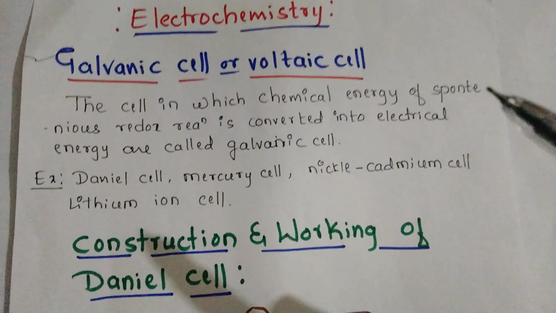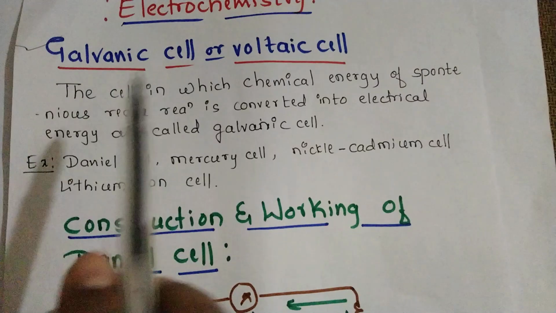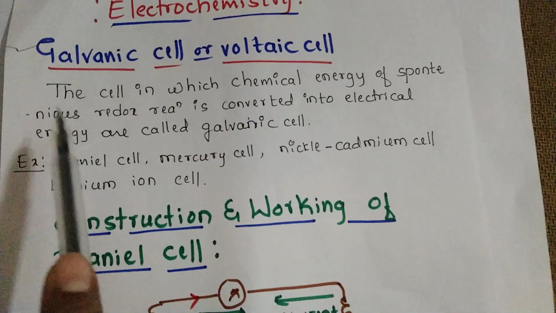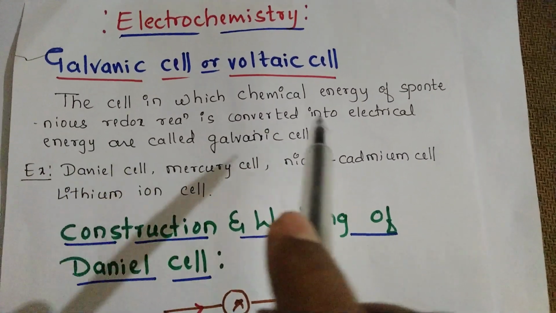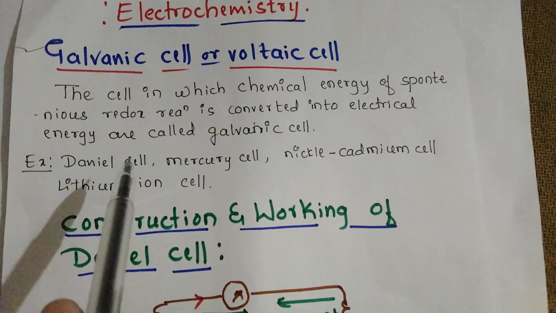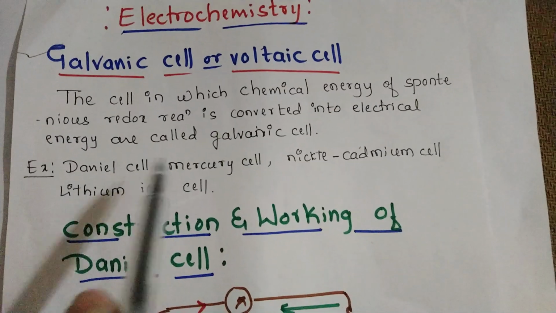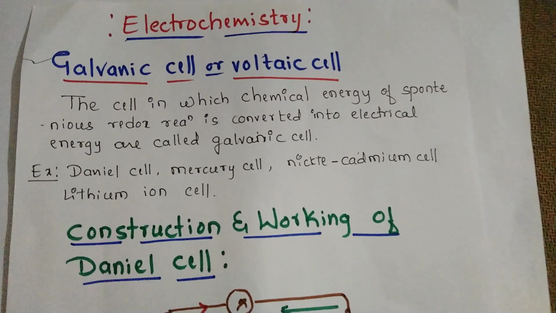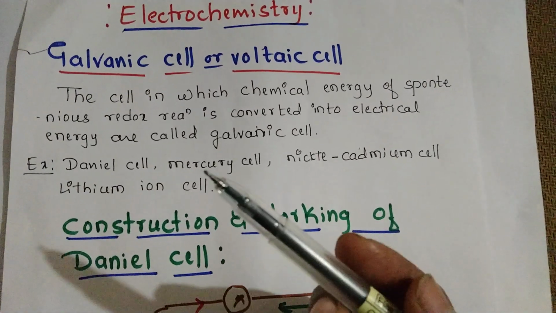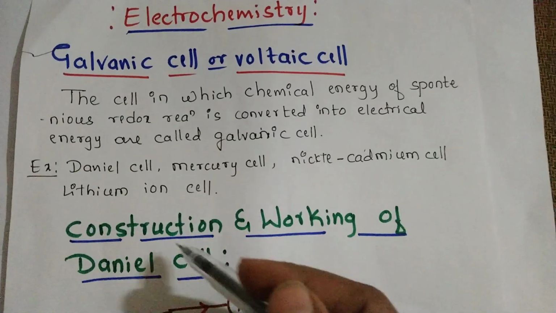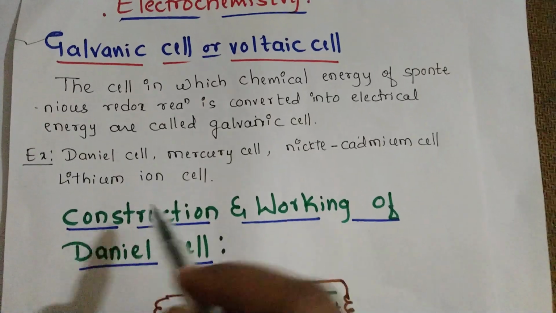In electrochemical cells, there are two types: galvanic cell and electrolytic cell. The galvanic cell is also called a voltaic cell. The cell in which the chemical energy of a spontaneous redox reaction is converted into electrical energy is called a galvanic cell or a voltaic cell. Here in a galvanic cell, the spontaneous redox reaction occurs and the chemical energy is converted into electrical energy. That is called a galvanic cell or a voltaic cell.